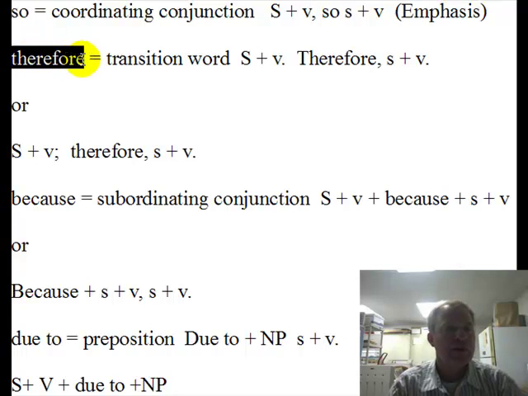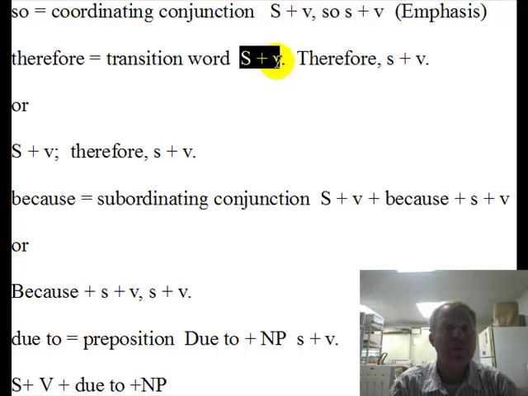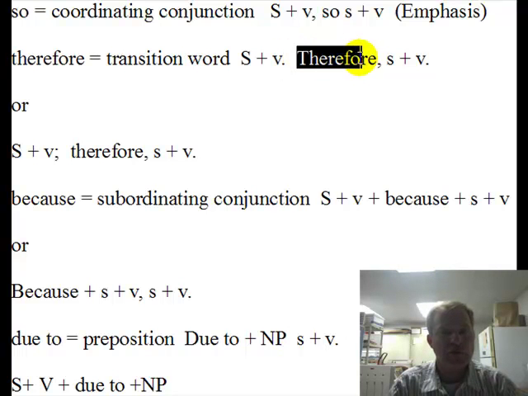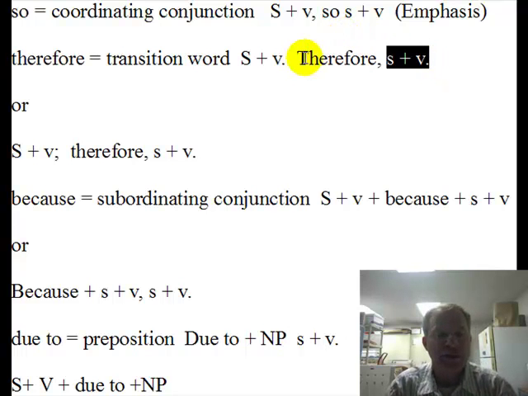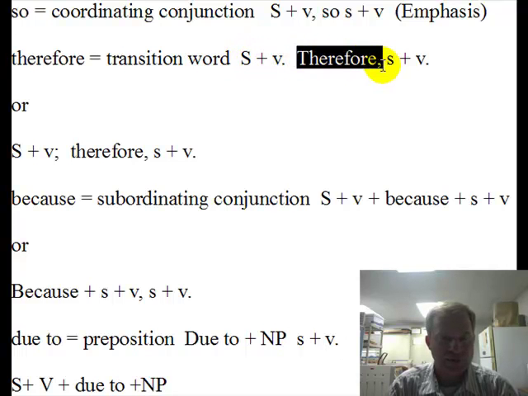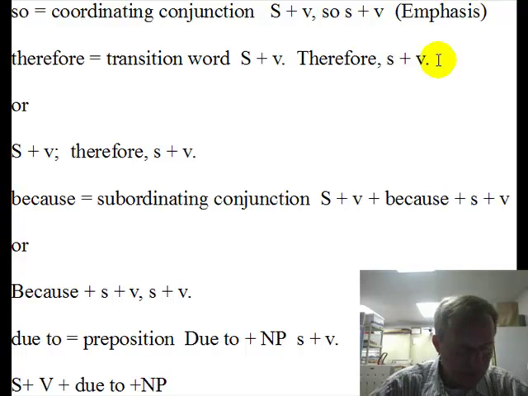Okay, therefore. Therefore is referred to as a transition word. In this case, you'll usually have a subject plus a verb, then you'll have a period. You'll have therefore, and then typically you'll have the comma, and then you'll have the second independent clause here. Now, this is kind of like so, except here you have 2 separate sentences. Notice your second sentence here. So why would you use this one over the other? If you have 2 sentences that you think are important enough to stand alone and you don't want to combine them, you might use therefore.